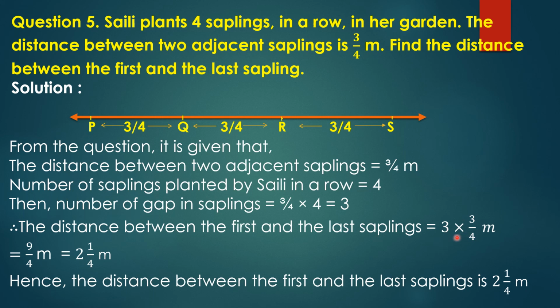Equal 3 into, because there are 3 gaps, number of gaps in the saplings, into the distance between each sapling is 3 by 4 meter. Therefore 3 into 3 by 4 meter equal to 9 by 4 meter, which is equal to 2 1 by 4 meter. Hence the distance between the first and the last sapling is 2 1 by 4 meter.